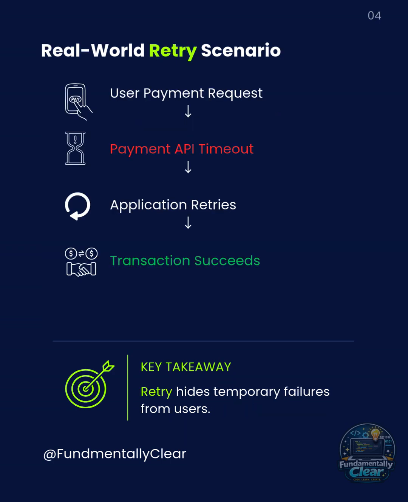Let me make this real. A user hits Pay Now. Your app calls the payment API and it times out. Just a blip. The API is fine. It was a momentary network hiccup. Without retry, the user sees an error. The transaction fails. You lose revenue.